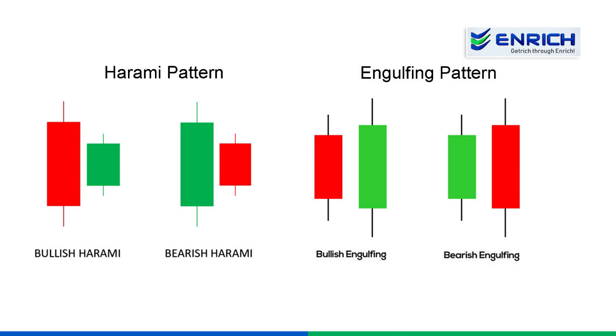Now remember, the Harami pattern is just the opposite of the bearish engulfing pattern and the bullish engulfing pattern. The difference between the two patterns is that in the engulfing, we can see that the second larger candle engulfs or covers the first candle. Whereas in the Harami patterns, we can see that the first candle covers the second candle, and the second candle is contained within the first candle.